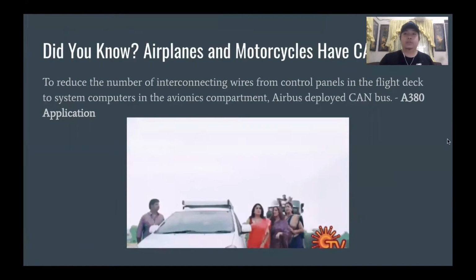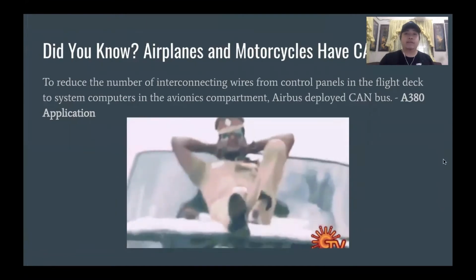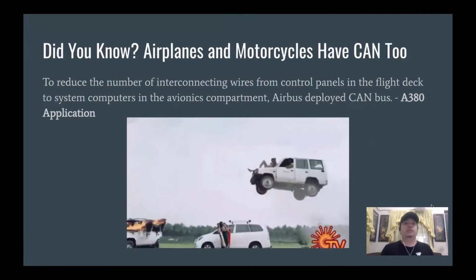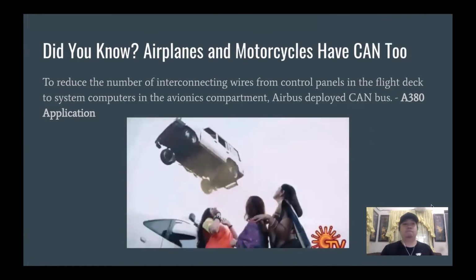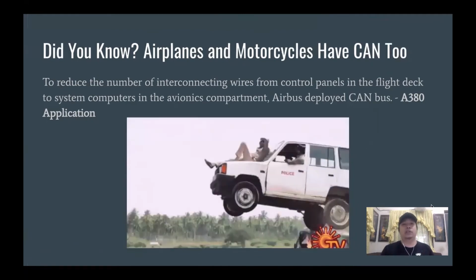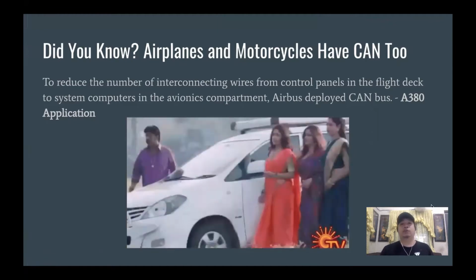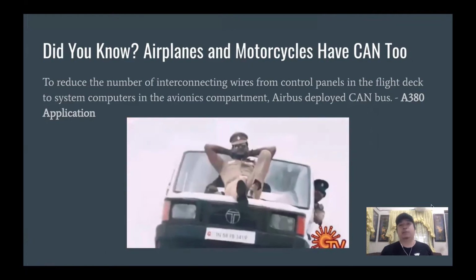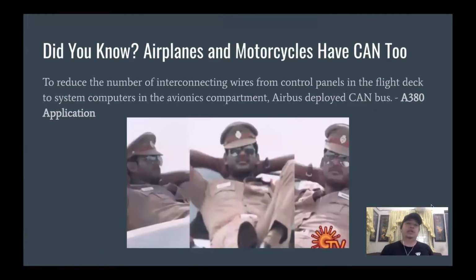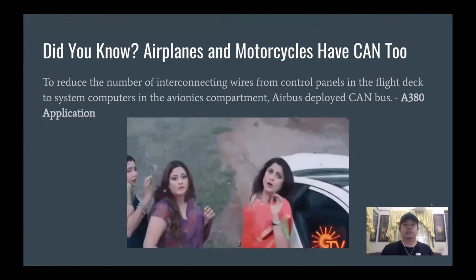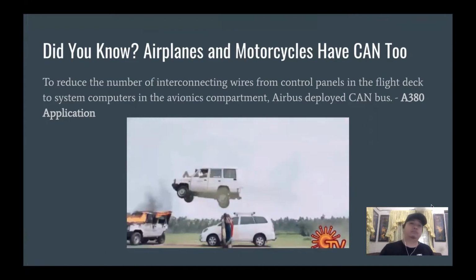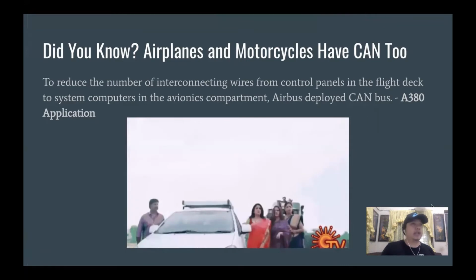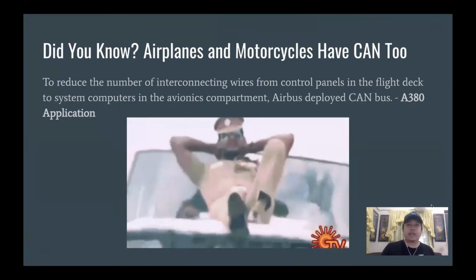Airplanes have CAN too, and motorcycles as well. Basically, they have CAN to reduce the number of interconnecting wires from control panels in the flight deck to system computers in the avionics compartment. So Airbus deployed the CAN bus. In fact, I've also heard that some satellites have CAN too.